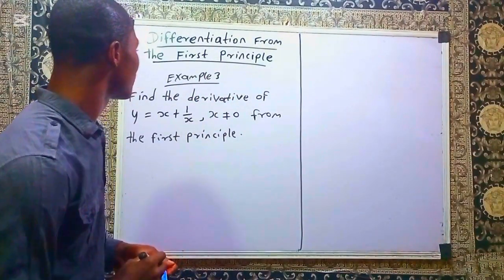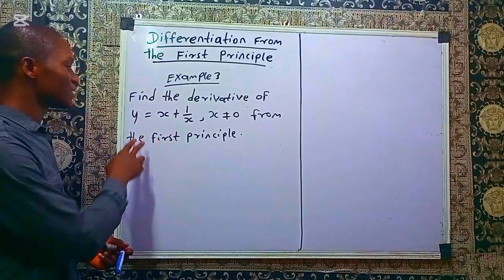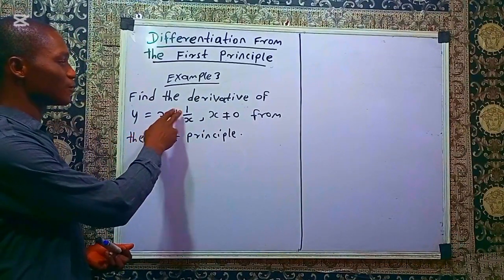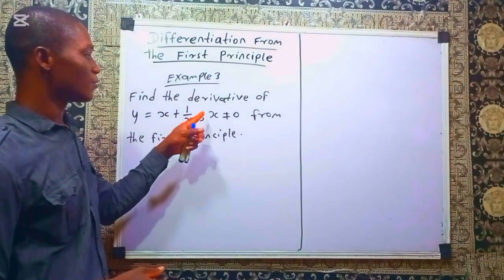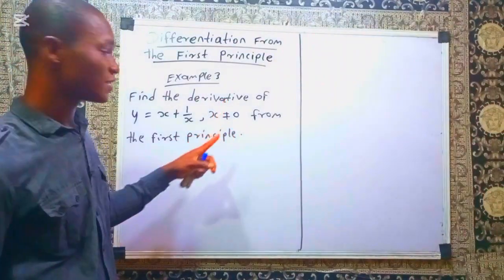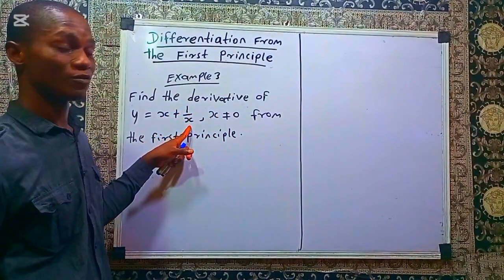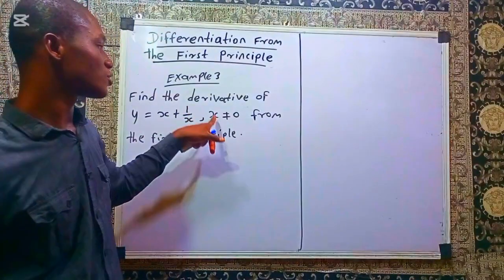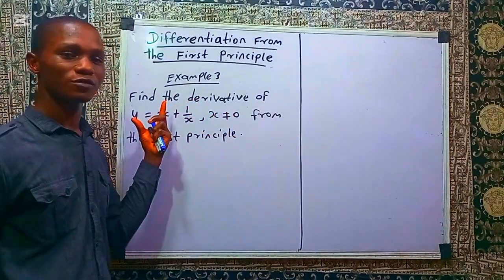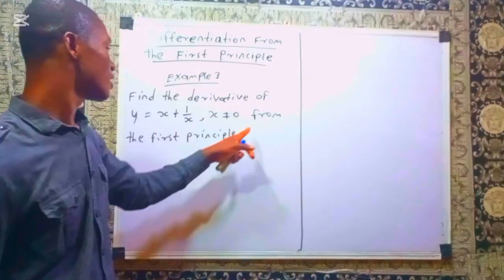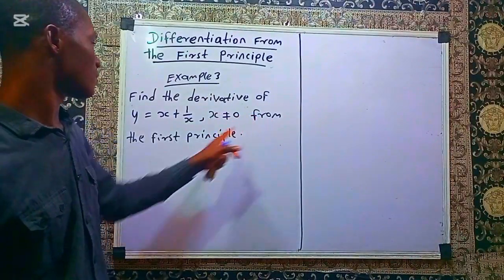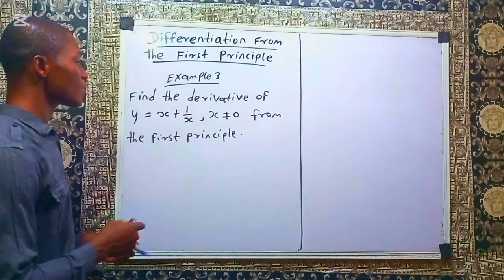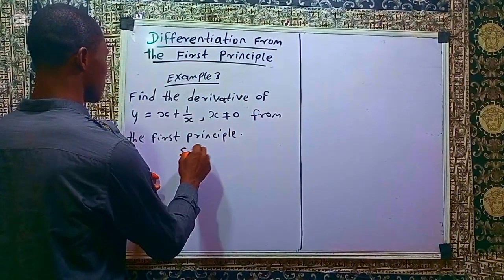So what is given to us, they told us to find the derivative of this function y is equal to x plus 1 over x. Your x should not be 0, because if x becomes 0, 1 over 0 is actually infinity, which is undefined. So that's why they put this condition that x is not 0, just to make sure that this function is defined. They asked us to find the derivative of this from the first principle. So we start the class.